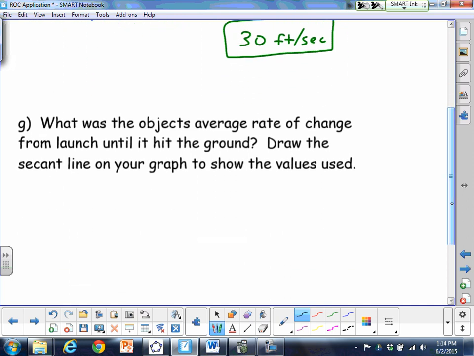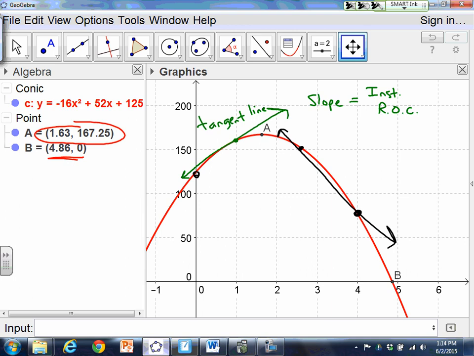So let's go back to average rate of change, from launch until we hit the ground, right? So when we launched, this thing was at, look at our graph here, again, that point there is at 0, 125.